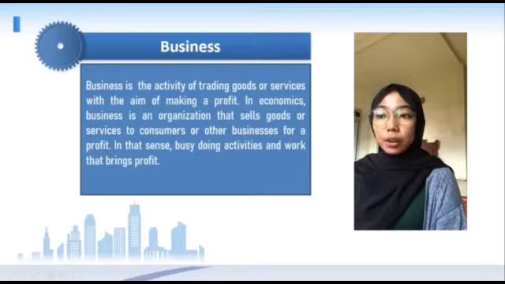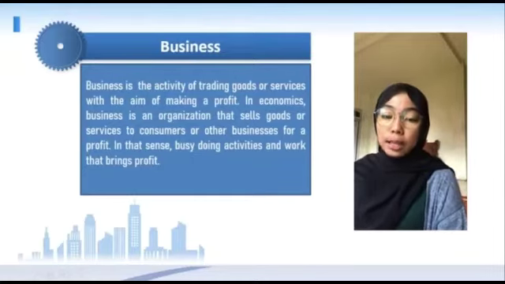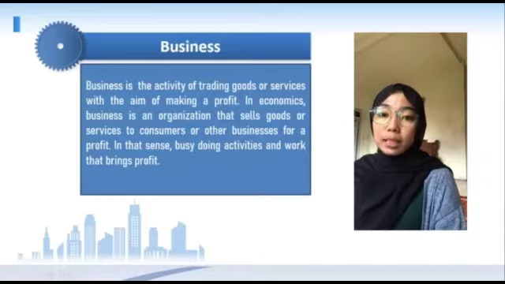Business is the activity of trading goods or services with the aim of making a profit. In economics, business is an organization that sells goods or services to consumers or other businesses for a profit. In that sense, business means doing activities and work that bring profit.